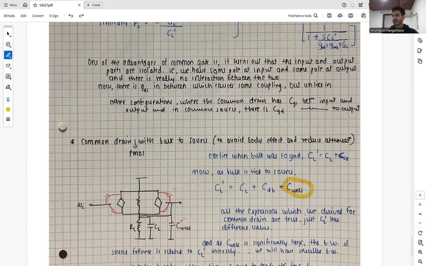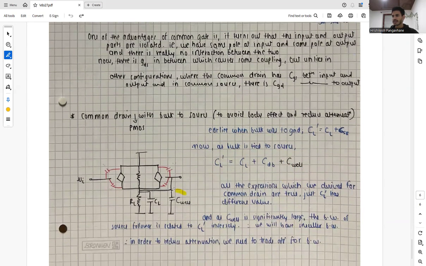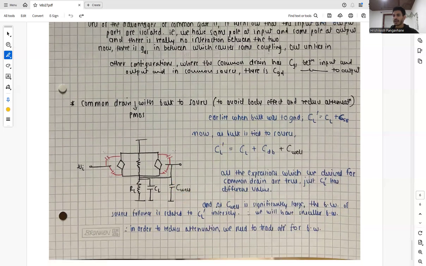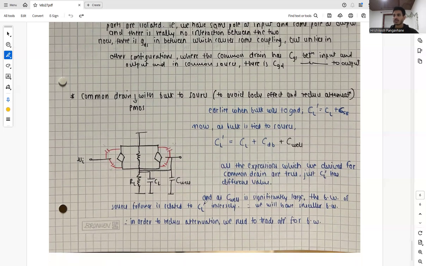So all the expressions which we derived for common drain are true, just the value of CL will be modified to this equation. As C well is significantly large, the bandwidth of the source follower is again inversely related to CL, and we will have a smaller bandwidth due to the incremental CL because of C well. And in order to reduce the attenuation, we need to trade off against the bandwidth. So I think this is all for this video. Thank you for watching.